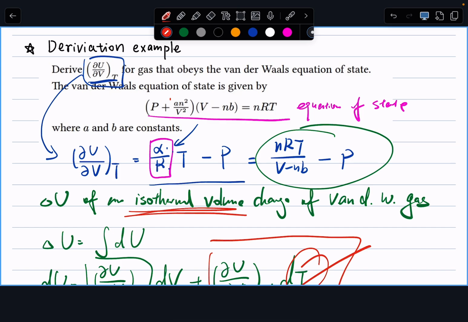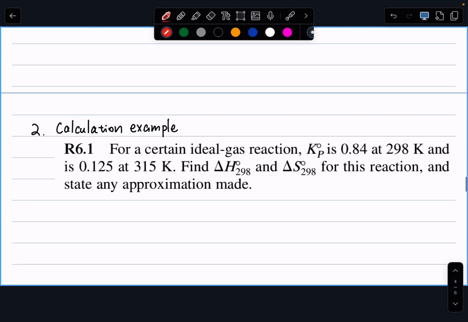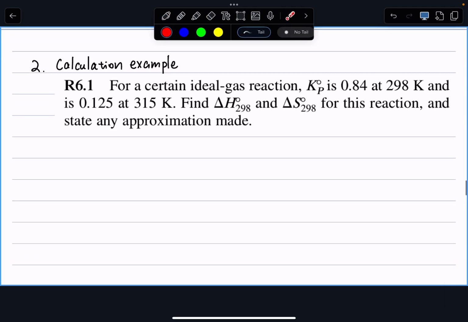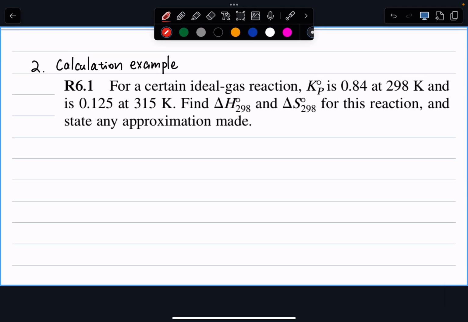And let's look at the calculation example. I have 3 minutes. Let's see how we can do it. So we read this question together. I'm not going to tell you this is from chapter 6, but we can read it and say, for a certain ideal gas reaction, the standard equilibrium constant equals 0.84 at 298 Kelvin and 0.125 at 315 Kelvin. The question asks you to find the delta H naught and delta S naught of the reaction.